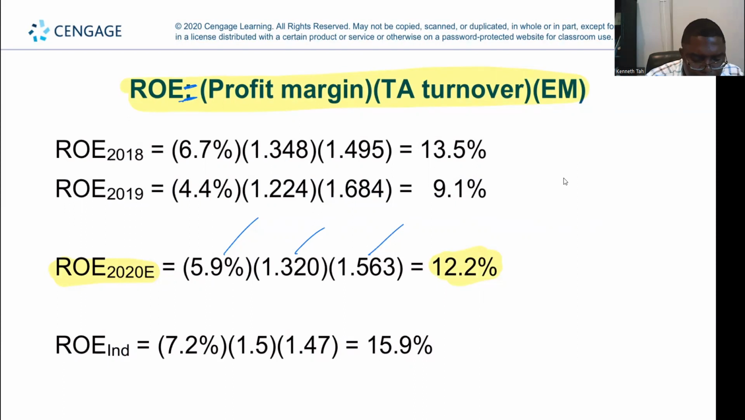So DuPont can be used to estimate the impact of operating changes on return. We can see the impact of profit margin, total asset turnover, and equity multiplier on return on equity. If we change any of those, we can see how that is going to affect return on equity.